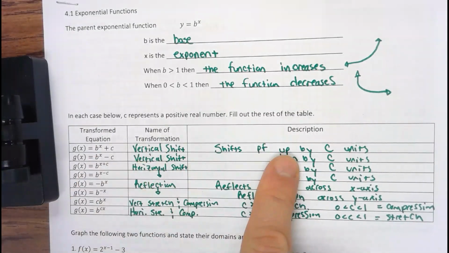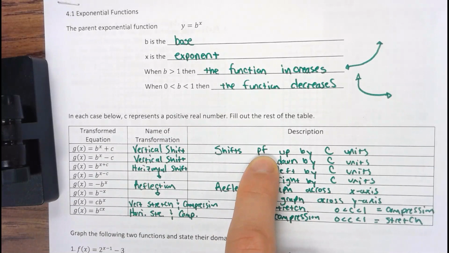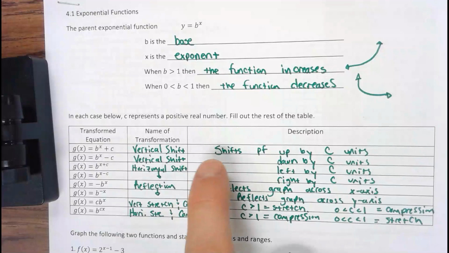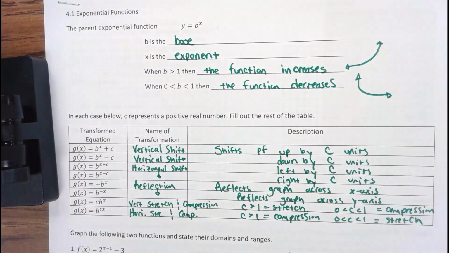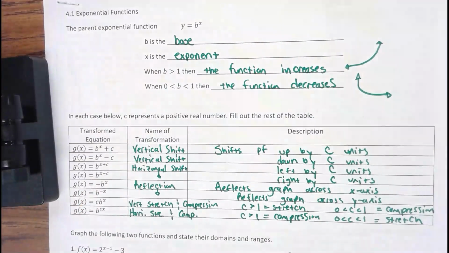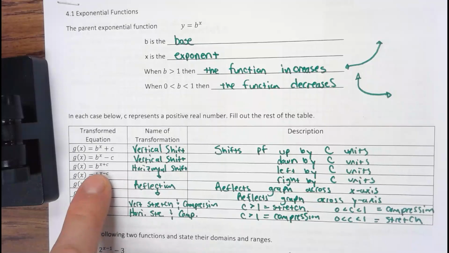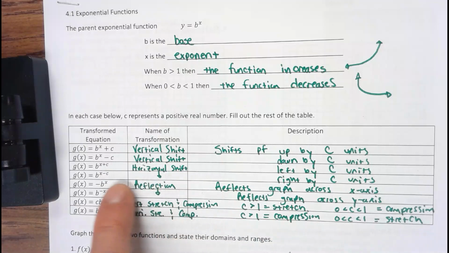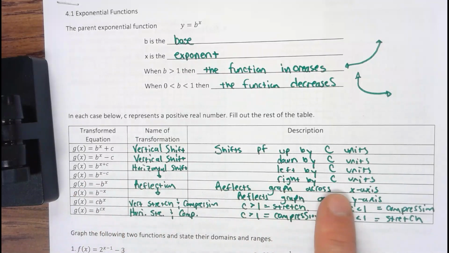When it's positive, we're shifting, this PF is for parent function, so we're shifting the parent function up by C units. When it's negative C, we're shifting the parent function down by C units. And so the next two transformations are the horizontal shifts, and that's when we're adding or subtracting the values onto the x directly, right? When it's affecting the x coordinate, it's like the opposite operation for what we see. So when it's plus C, we're actually shifting it left by C units, and that's again the parent function. And when it's negative C, we're shifting the parent function right by C units.